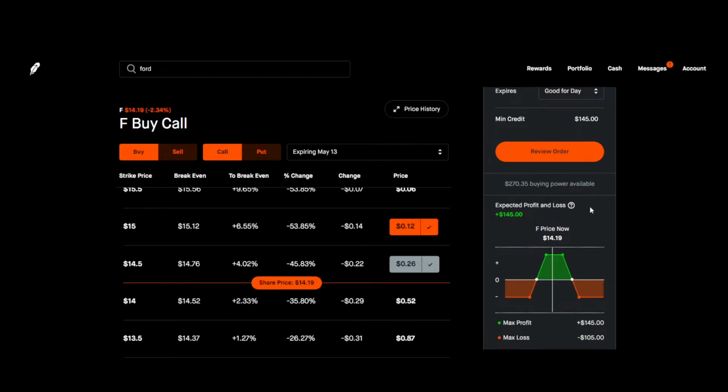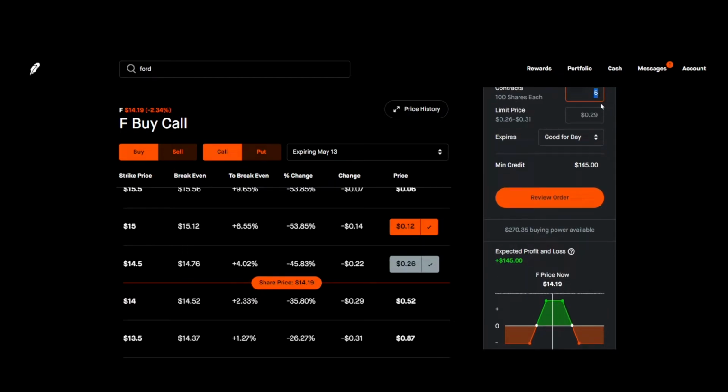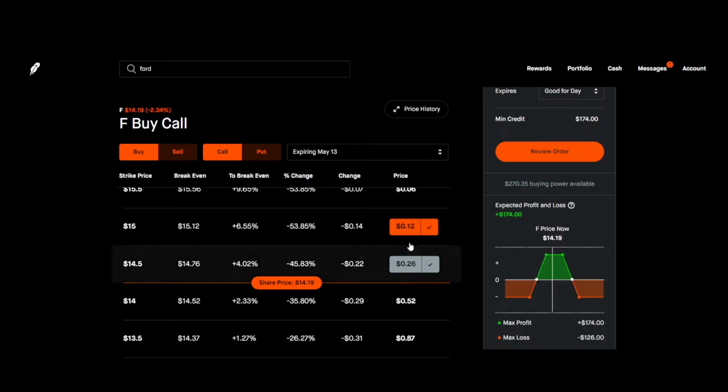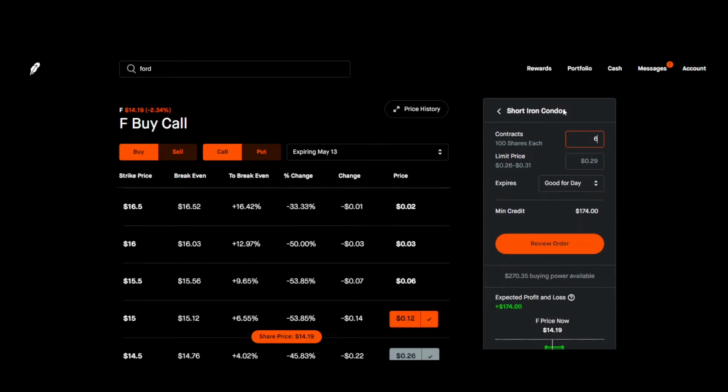So you can see over here, for example, might make this at 6 just so that we can break the $170 price point. So you can kind of see right here exactly where Ford has to be for these profits to happen. And so this is, like I said, called a short iron condor.